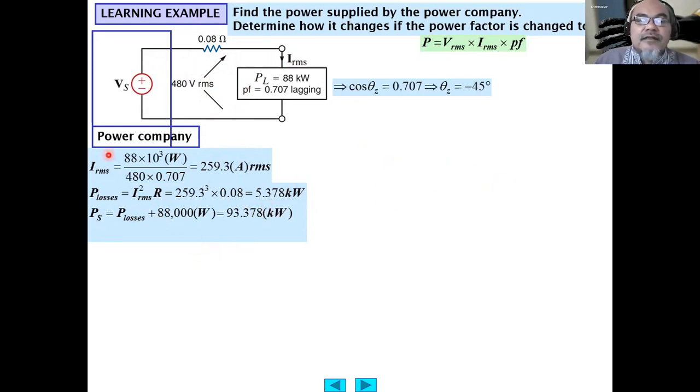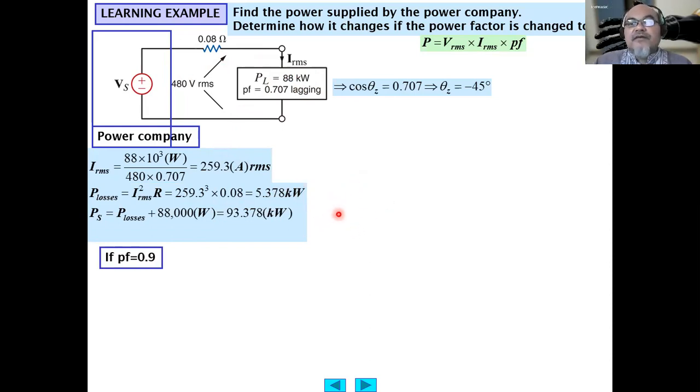Then the power at the power company, the power supplied, is the power loss here plus the power at the load. So 88,000 watt plus 5.378 kilowatt. Okay, and we obtain 93.378 kilowatt.